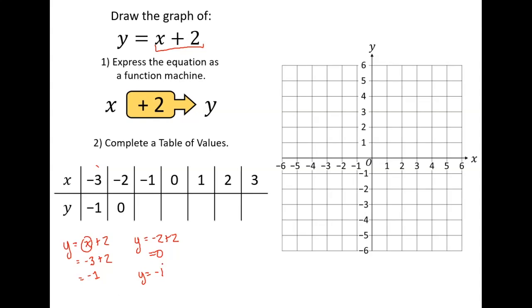Then we're going to put a -1 in for x, right? So we're going to do this value next. Plus 2 gives me a +1. And then for 0, we get 0 plus 2, which gives me 2. And then for 1, we'd get 3. For 2, we'd get 4. And for 3, we'd get 5, right? We're just adding 2 each time. So we're just subbing it into this equation, and it's spitting out our y value. So what it's giving me, these are coordinates, okay? So another way to express it, I'm just going to erase this here.